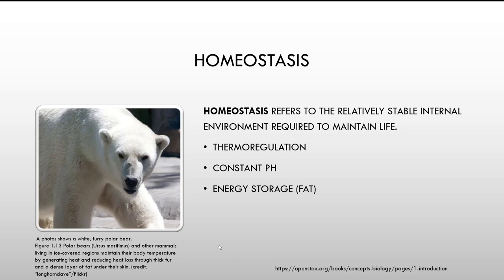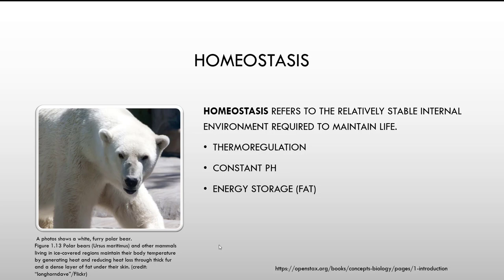And then we have homeostasis. Homeostasis refers to the relatively stable internal environment required to maintain life. Even though all these things are going on inside of our body, we have to remove waste, take in nutrients, cool the body, protect the body, all that stuff. Inside, it's still pretty consistent. It's stable; we create a very stable internal environment.